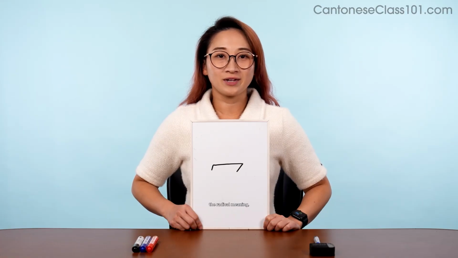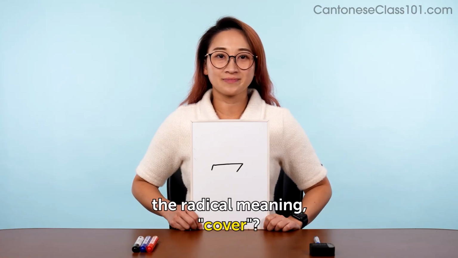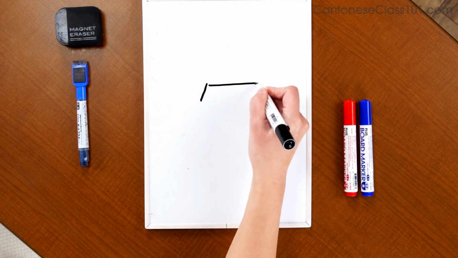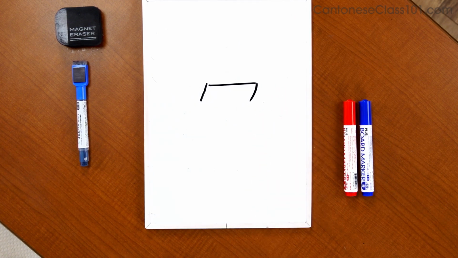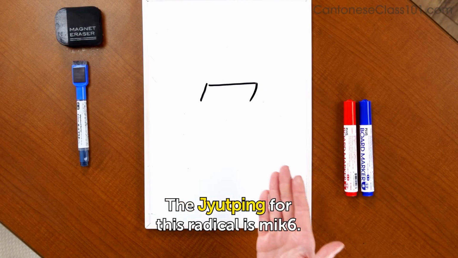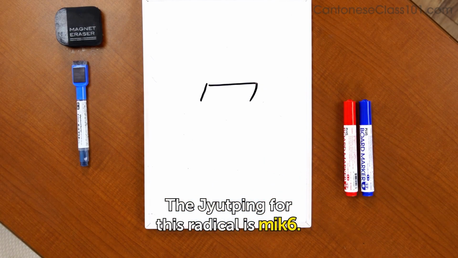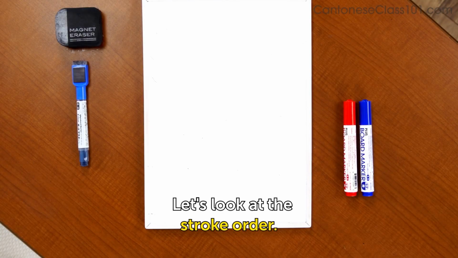Do you know how to write a radical meaning cover? The Yuping for this radical is make. Let's look at the stroke order.